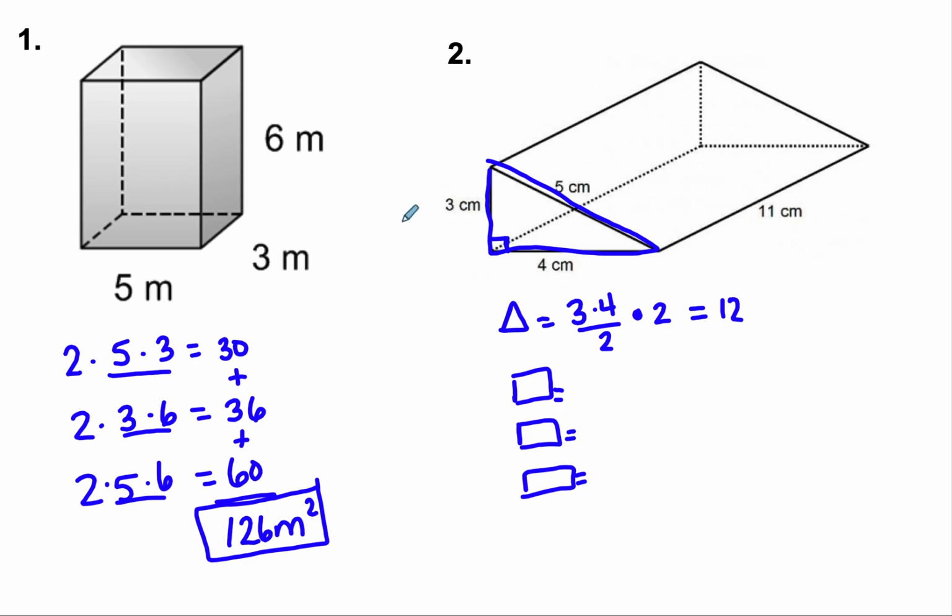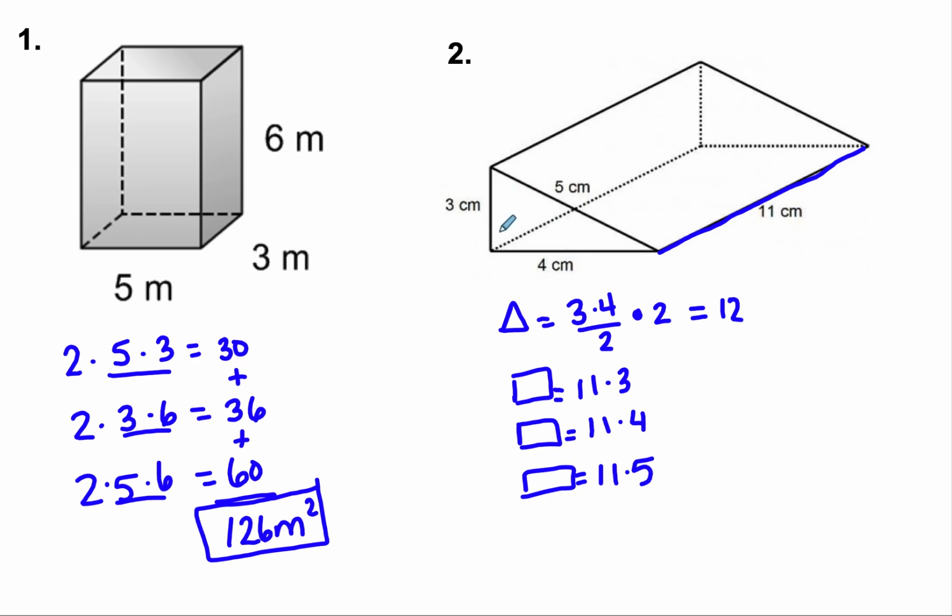All right, so for my 3 rectangles, I need to find the height of the prism. That's the distance between the triangles. The height of this prism is 11. Height doesn't have to mean up and down. It means the distance between the 2 bases when we're talking about a height of a prism, 11. 11 is going to be part of all 3 rectangles. The other number getting multiplied is the side length of the triangles. So I have an 11 times 3, and an 11 times 4, and an 11 times 5.